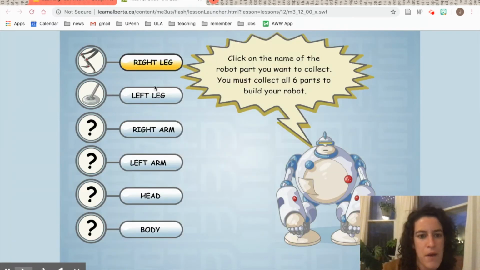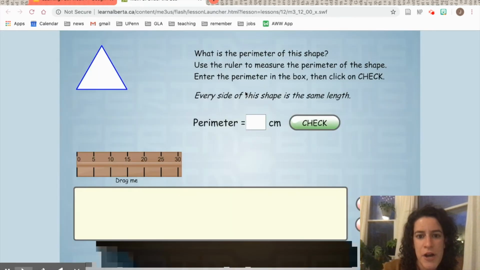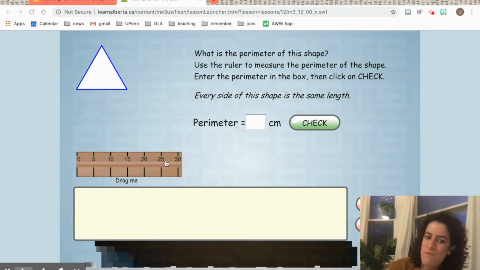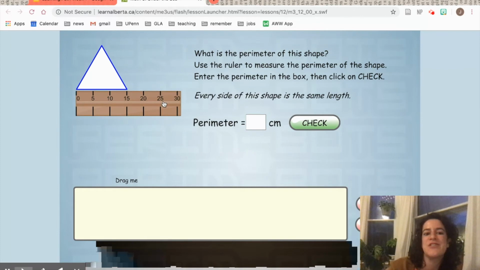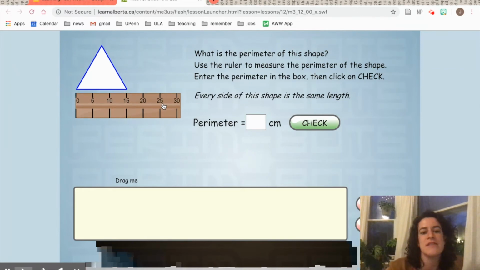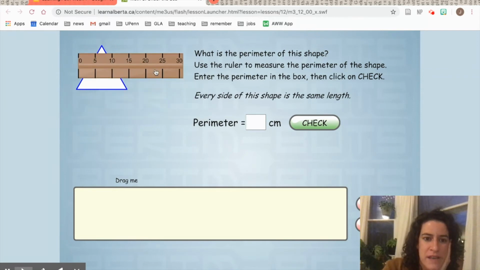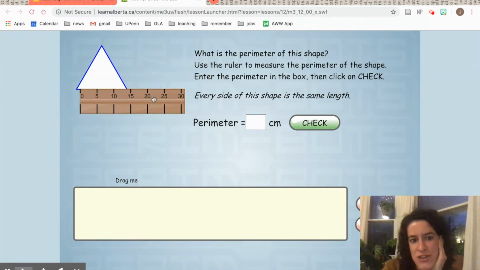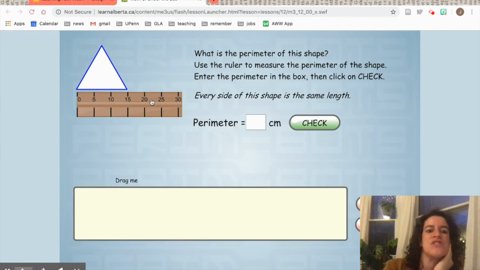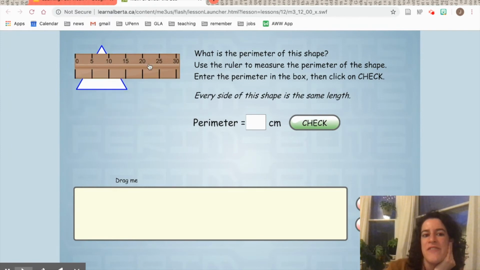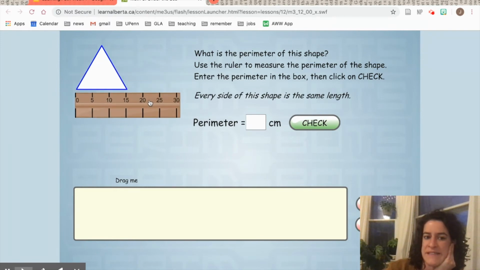Let's get another weird leg. Got that one. Okay, right arm. What is the perimeter of this shape? Okay, so we haven't done triangles yet, but the perimeter is still the same concept. So it's the measure around the outside of this triangle. This bottom side of the triangle is 15. I'm not sure that I can move this ruler and twist it to measure the other sides, but I can tell just from looking at it that the other sides look pretty much the same length as this bottom.